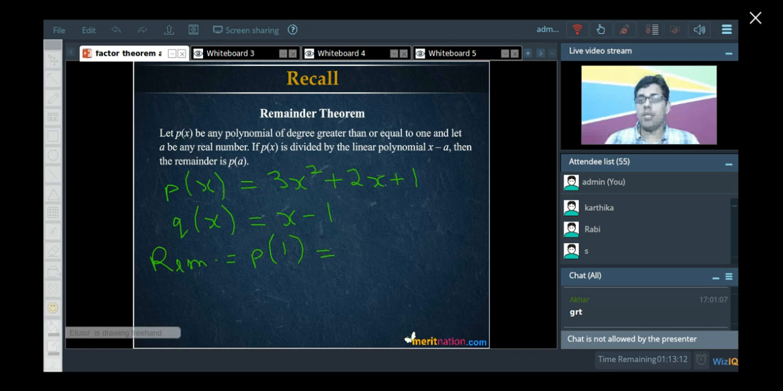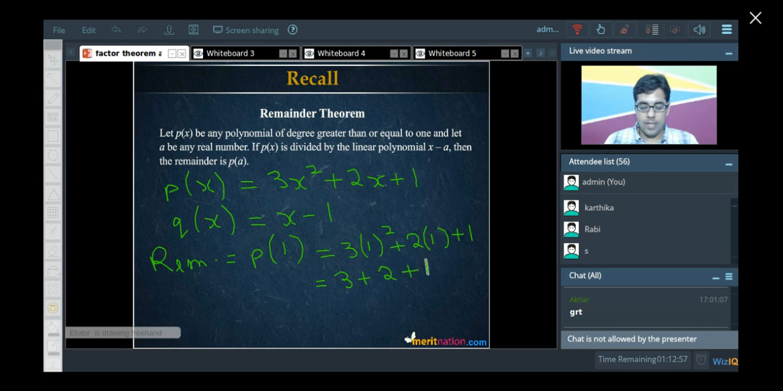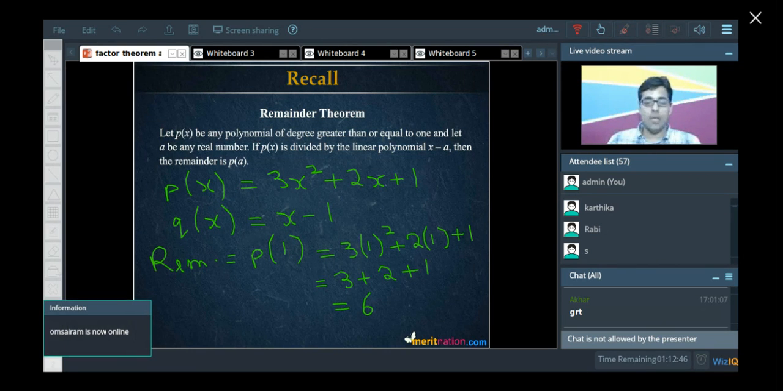By substituting the value of x as 1 in P(x), it becomes 3 multiplied by 1 square plus 2 multiplied by 1 plus 1. That is 3 plus 2 plus 1, which is 6. So the remainder is 6. That means without actually performing the long division method, we can directly find the remainder by using the remainder theorem.